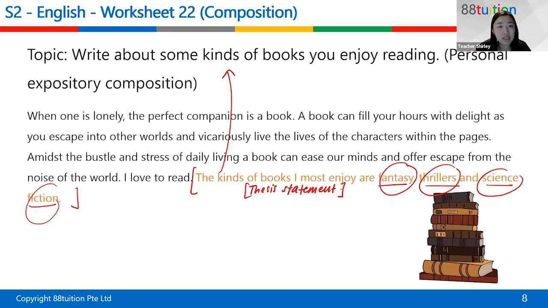Again, the thesis statement reiterates the topic and tells the readers what the compo is about. So it's really important, if you're writing expository, to have a thesis statement in your introductory paragraph. Okay, now next one.